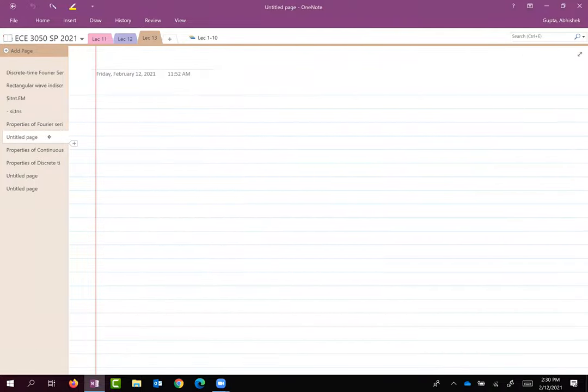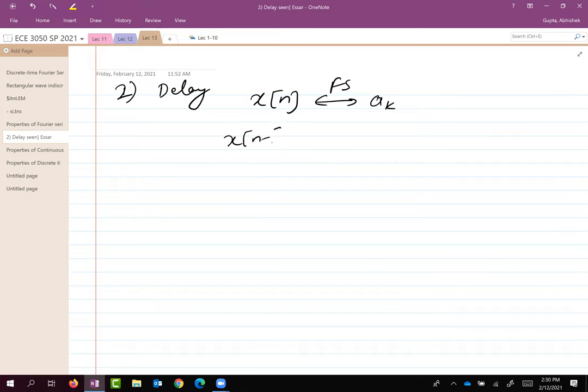Let's look at the next property, delay. So I have x[n] with the Fourier series given by a_k. If I have x[n minus 1], then the Fourier series will be given by e raised to minus jk omega naught a_k.